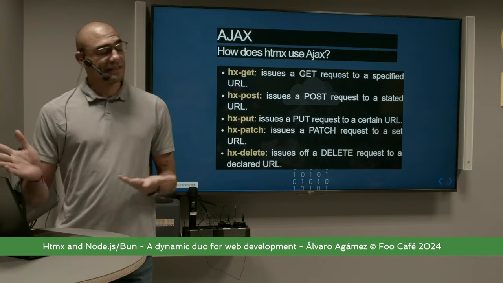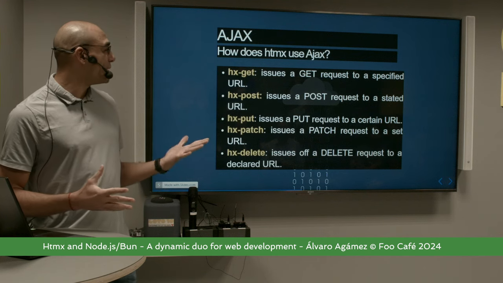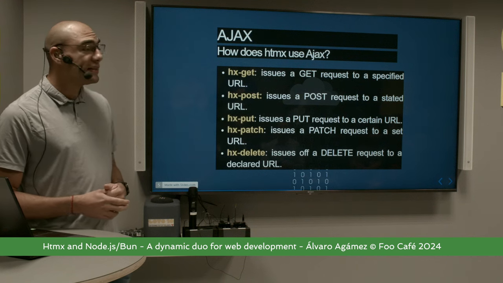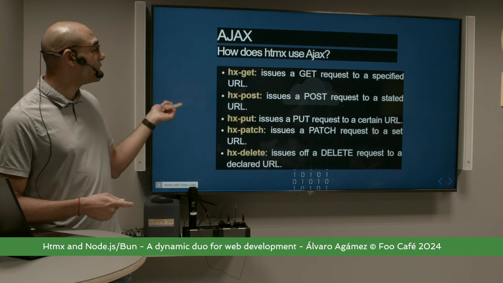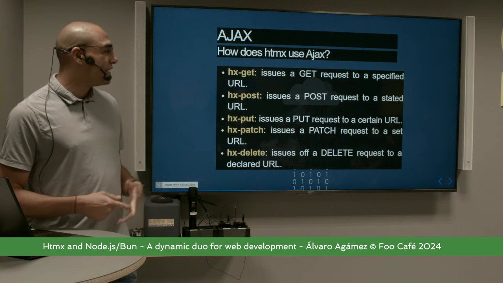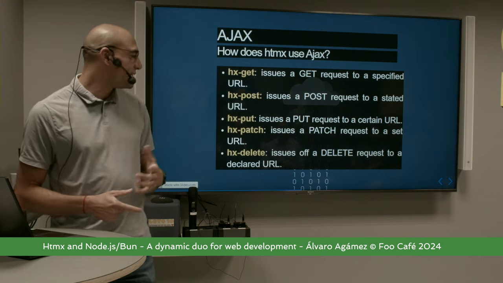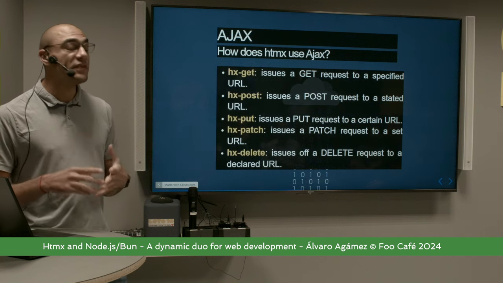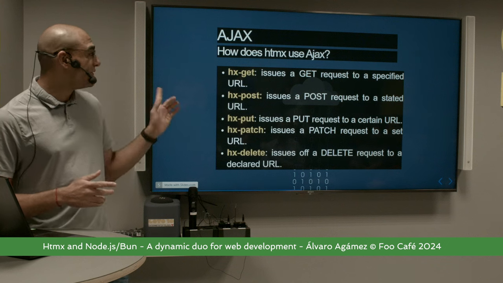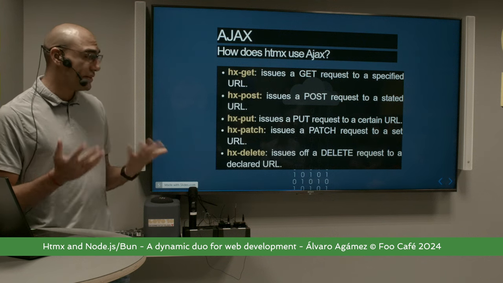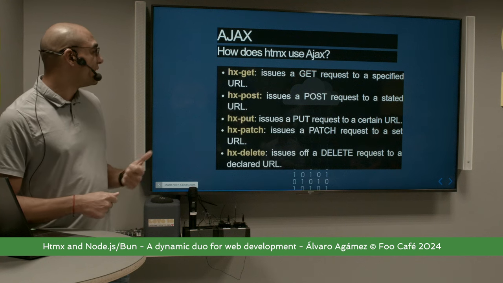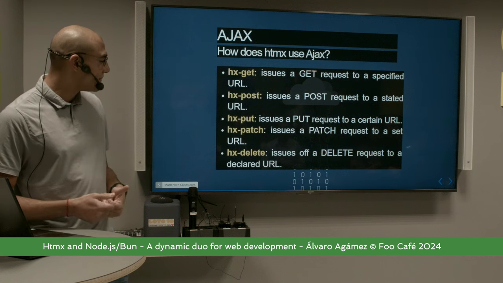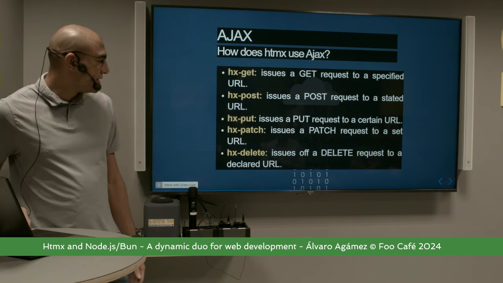So Ajax, that is something very important for us. How do we manage Ajax? HTML gives us these very convenient properties. For example, if we want to make a GET request to the server, hx-get on the endpoint, and if it's a button or something, we can trigger this call with another event, not just a click. And the same, we have the most common CRUD methods: get, post, put, patch, delete, and that make the operations that we already know.